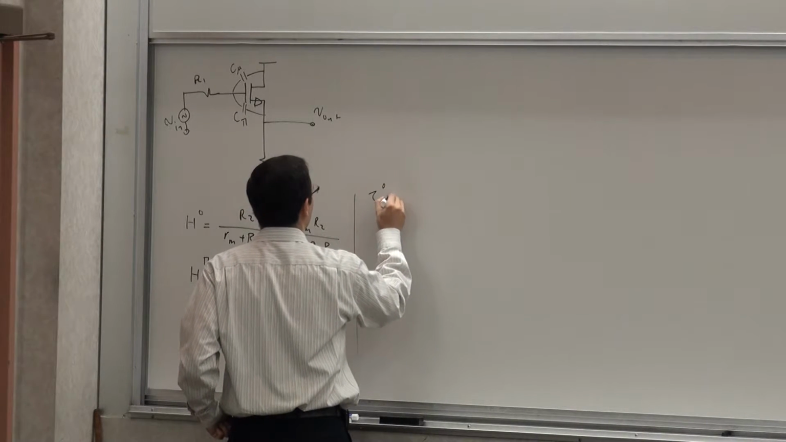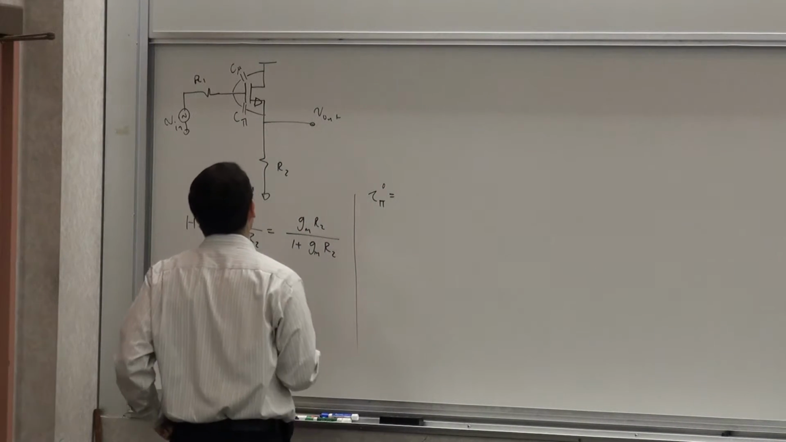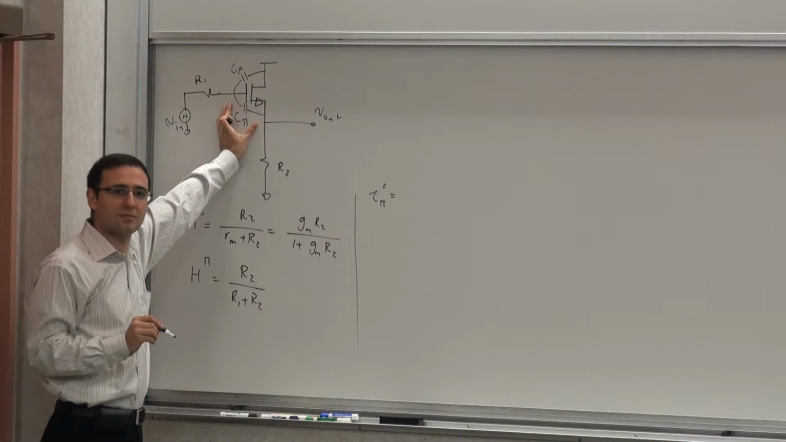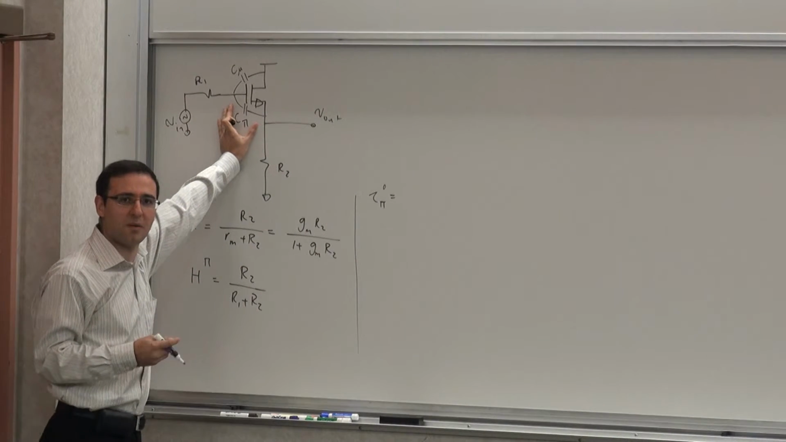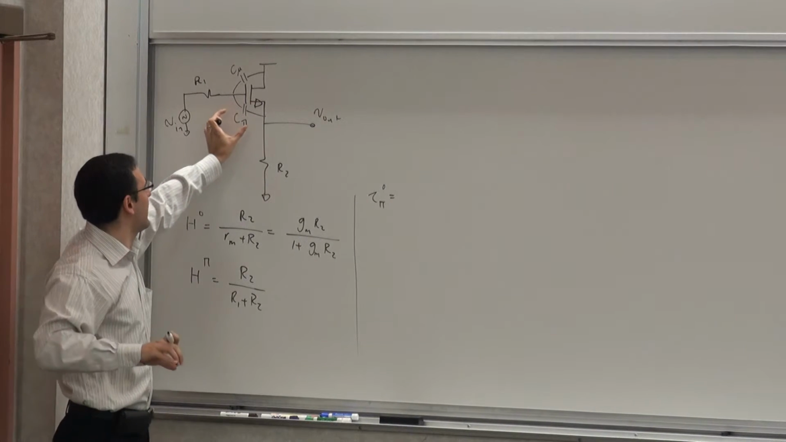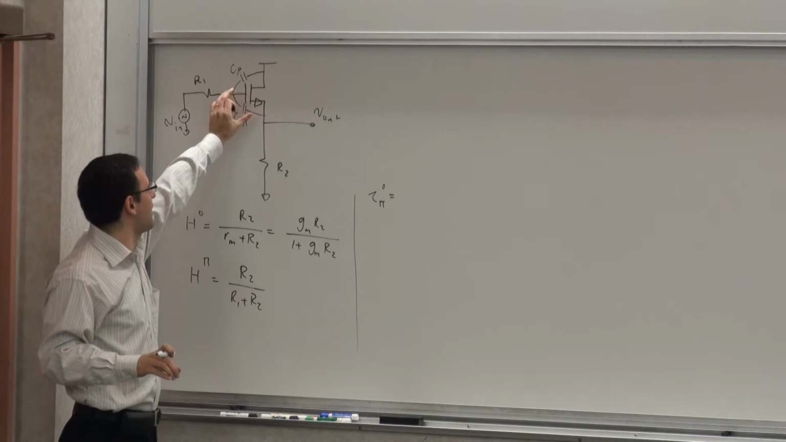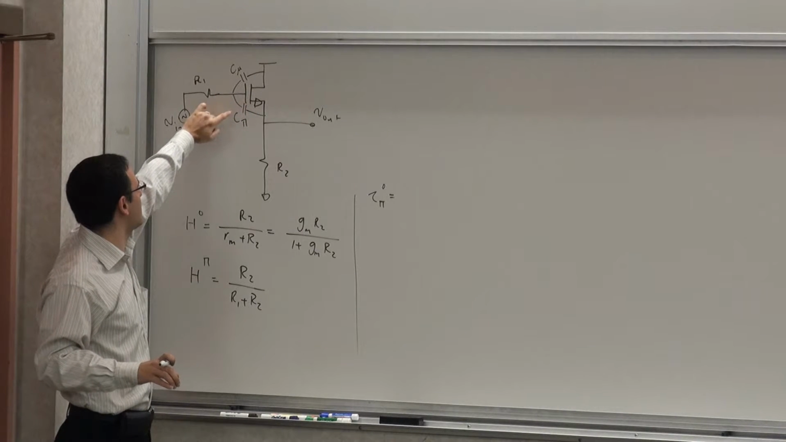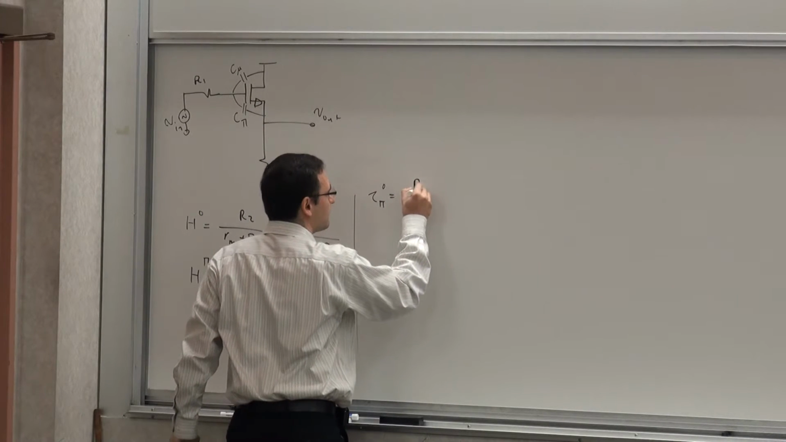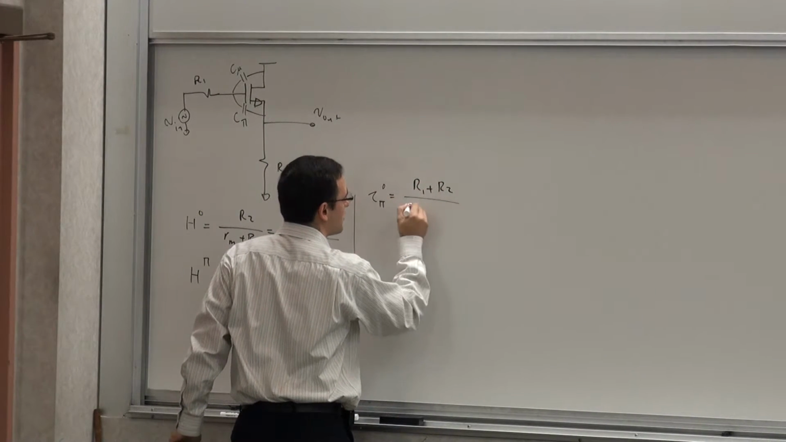So we have tau pi 0. What is tau pi 0? The resistance seen by C pi when C mu is 0. You remember we had these 3 calculations that we did last quarter, right? So it's what you see here in parallel. In this case, you see basically R1 plus R2 divided by 1 plus gm R2. I'm using those expressions.